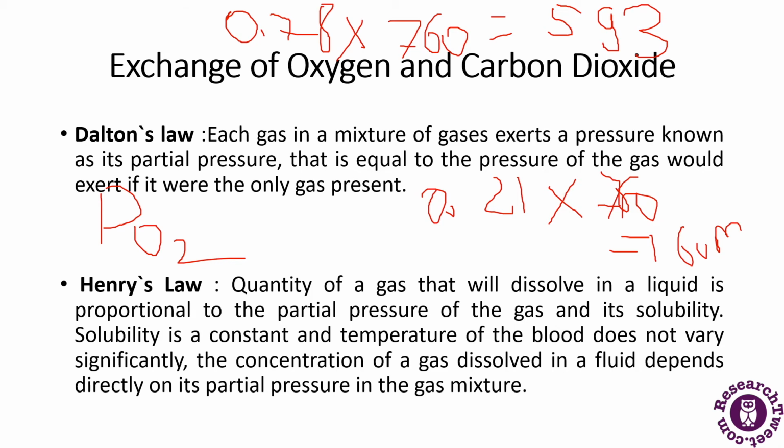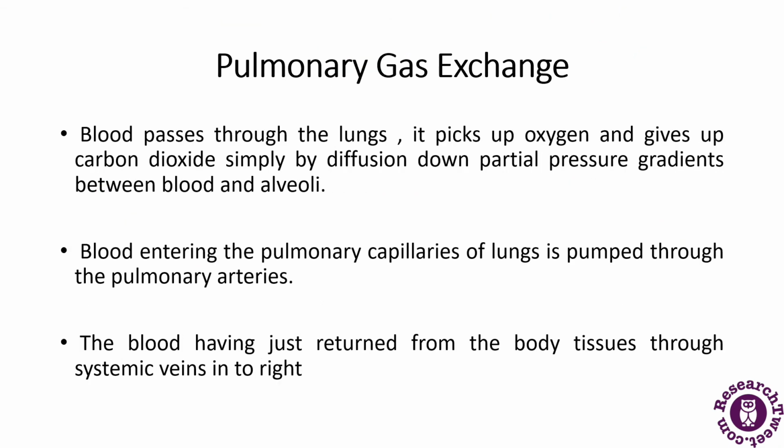Now we will be discussing the two gas exchanges here, that is the systematic gas exchange and the pulmonary gas exchange. So in pulmonary gas exchange, what is happening? In pulmonary gas exchange, there is blood which passes through the lungs, and it picks up the oxygen and gives off the carbon dioxide simply by diffusion down the pressure gradient between the blood and the alveoli.